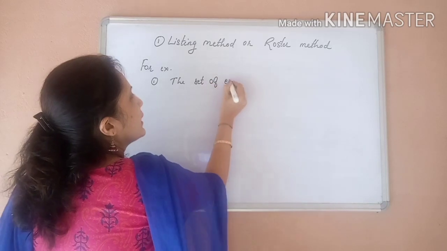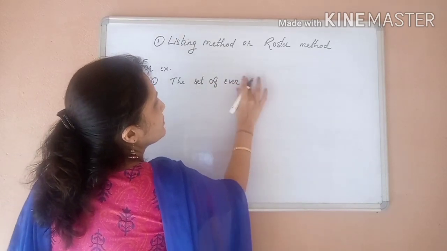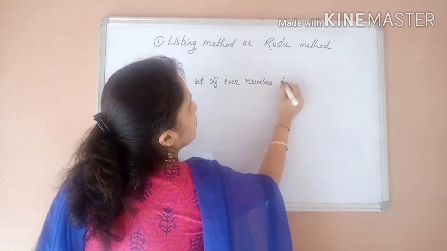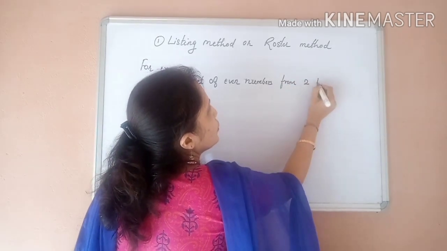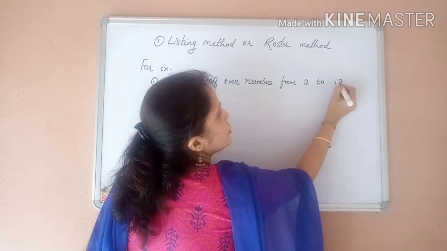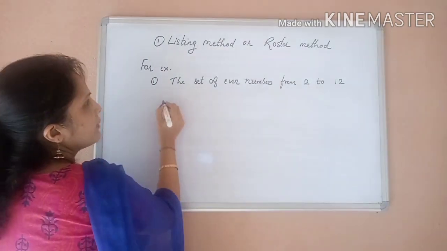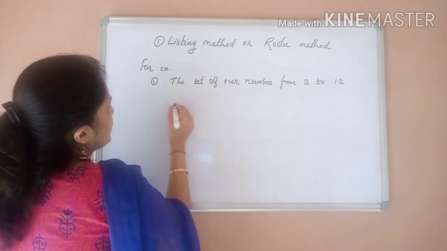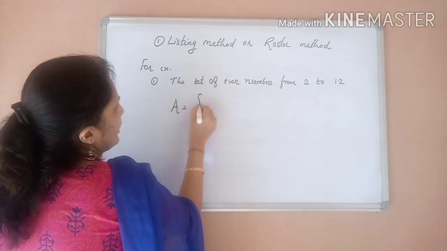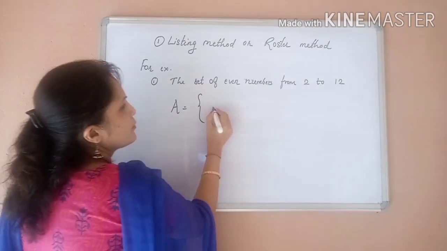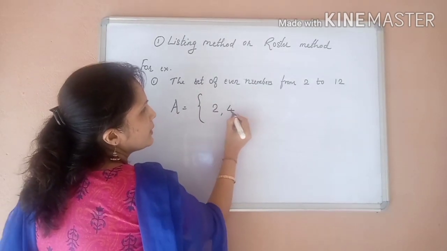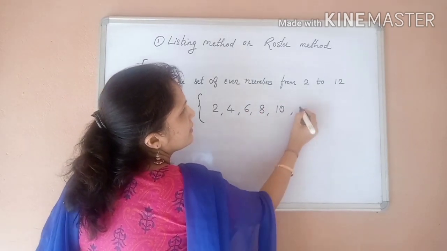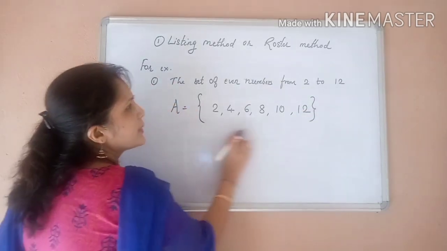Let's see the equal sets. If A is the set of the letters in the word even numbers and B is the set of the letters in the word, then A and B will be equal. Which are the even numbers? I can write down 2, 4, 6, 8, 10, and 12. So this becomes the set.